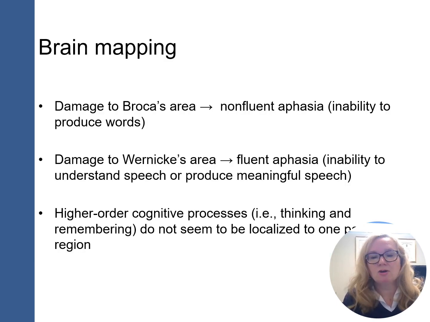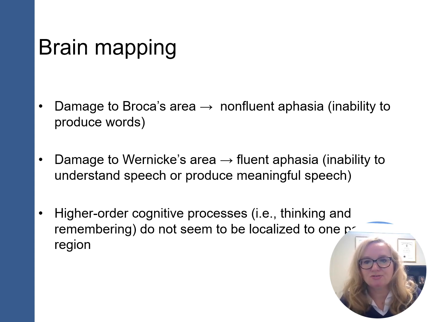So when we are talking about these disorders, we're also really trying to make the connection between the cognitive function and the brain. Part of this brain mapping, you probably remember from other courses, is that if there's damage to Broca's area of the brain, you have non-fluent aphasia and the inability to produce words. Whereas if you have damage to Wernicke's area, you have fluent aphasia, but an inability to understand speech and produce meaningful speech. They'll be saying words, but it's not meaningful. So they're not actually answering a question that you might ask them.